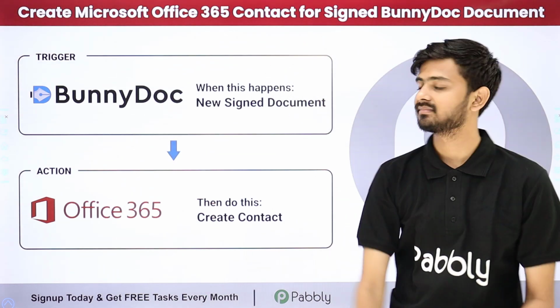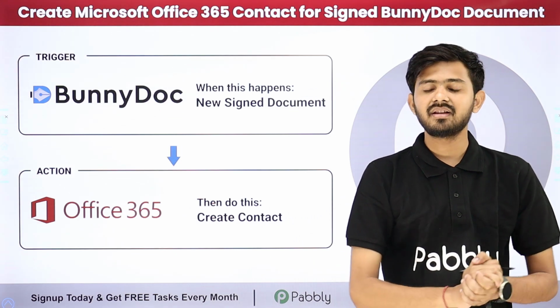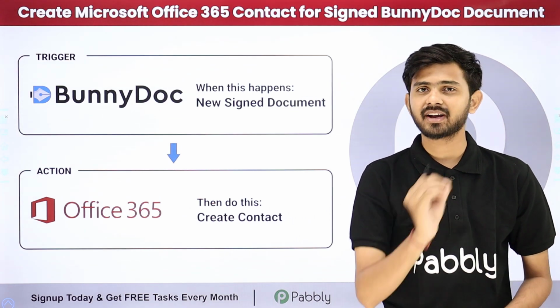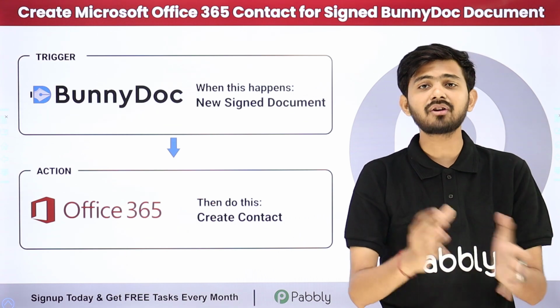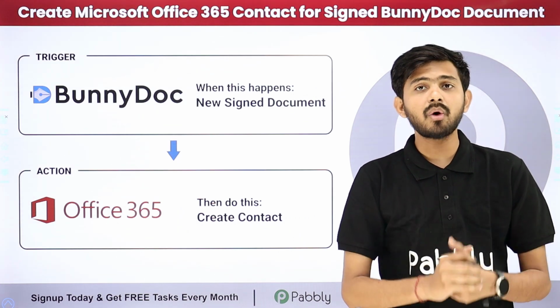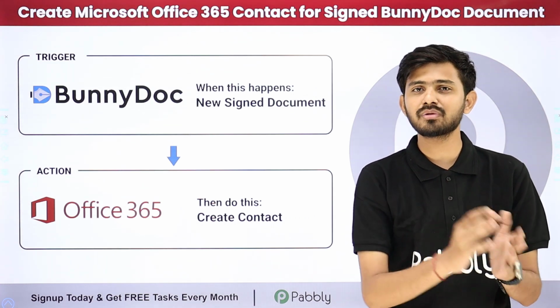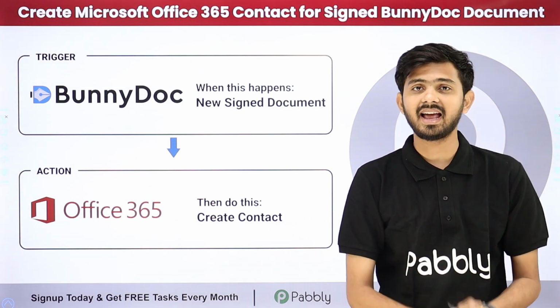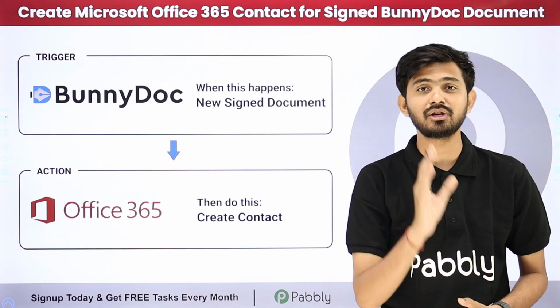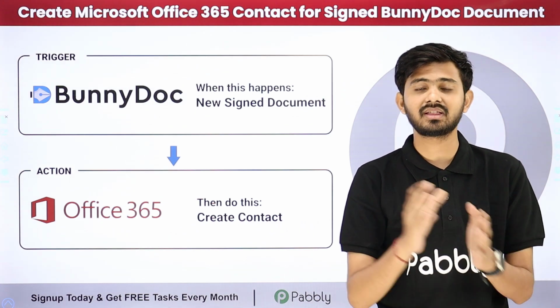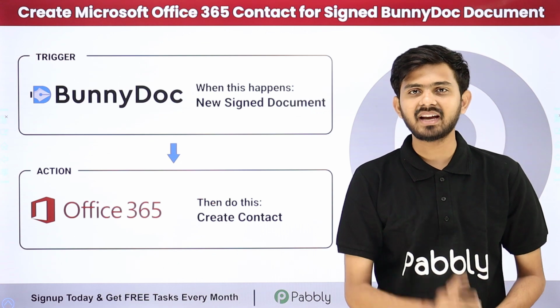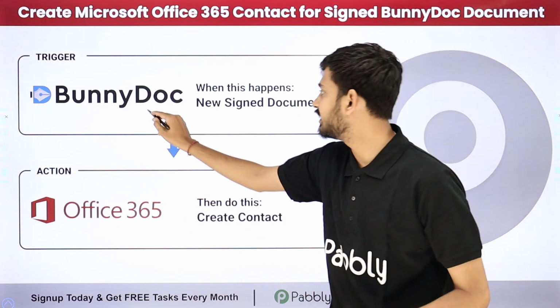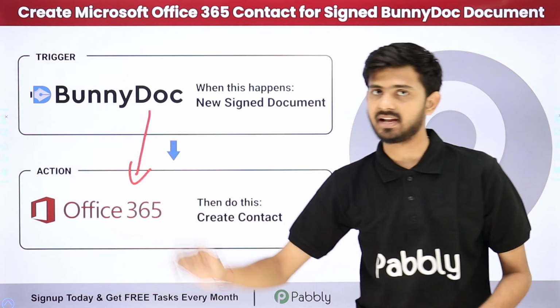Our topic is how to create a Microsoft Office 365 contact for a signed BunnyDoc document. I am running a consultancy firm and I'm using BunnyDocs for getting the signed documents of agreements and contracts from my client. Now what I want to do is that as I receive a new signed document from BunnyDoc, I automatically want to use those details to create a new contact in Microsoft Office 365. So my objective is to build a connection between BunnyDoc and Office 365.